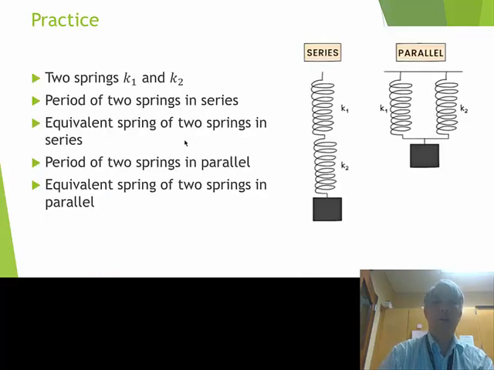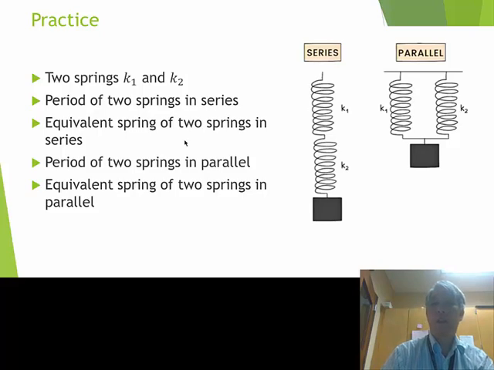For the last bit of practice, I want you to work with two springs. The springs will have constants k1 and k2. On the left, springs in series. On the right, springs in parallel. Calculate the period for these and calculate the equivalent spring. We did this when we did resistors sophomore year.